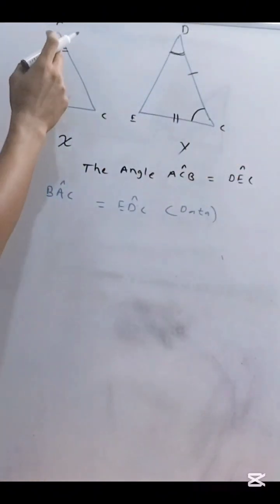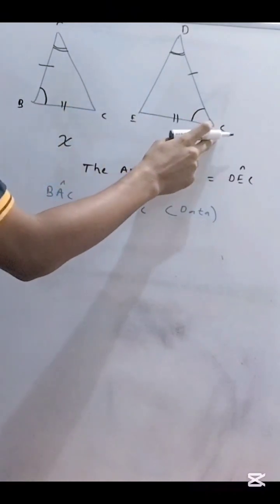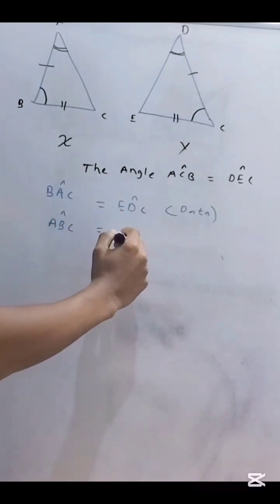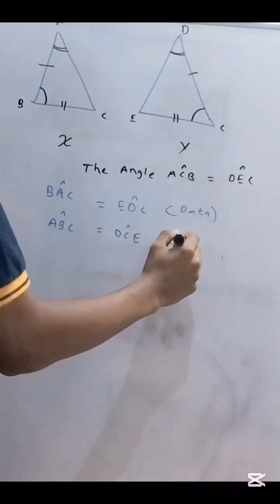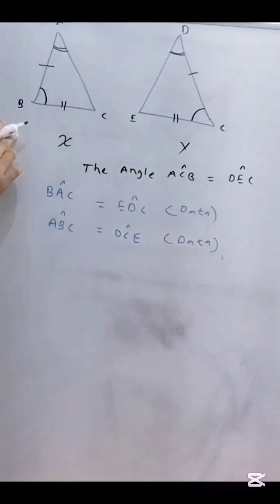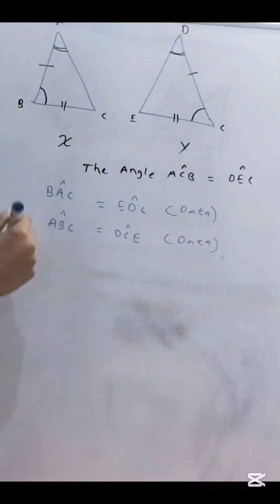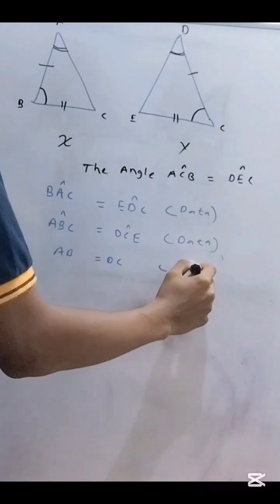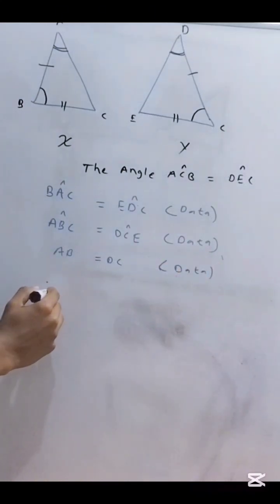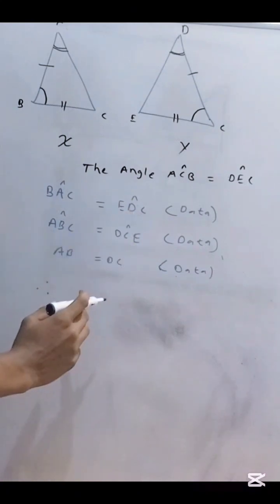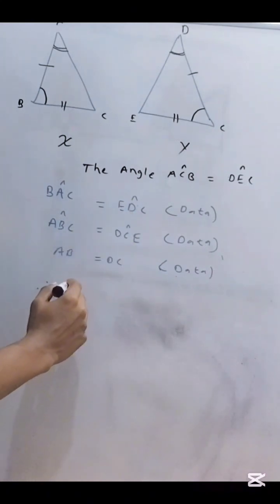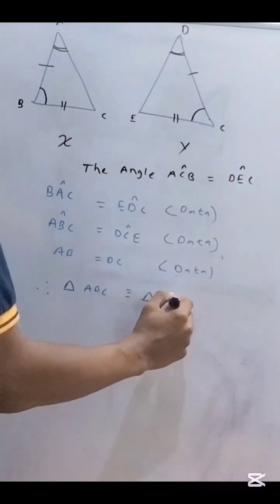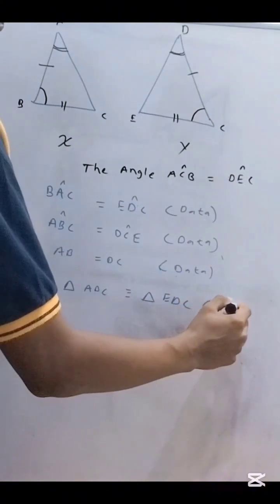The next is the angle ABC is equal to the angle DCE. Reason: data. The third reason is the side AB is equal to the side DC. Reason: data. Therefore, the final answer is the proof of congruence: the triangle ABC is congruent to the triangle EDC according to the angle angle side case.